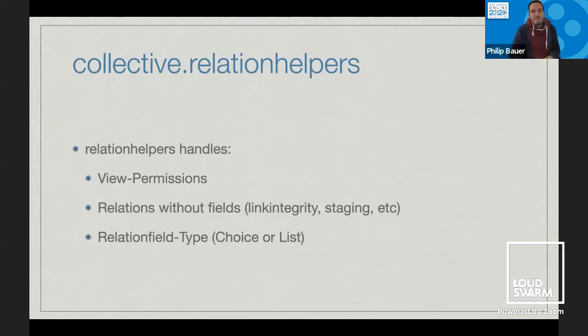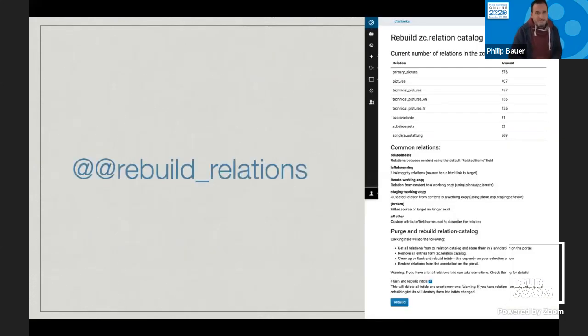It gets relations without fields and creates relations without fields, say link integrity, staging, etc. Obviously not link integrity, because you'd have to add a link in HTML. And it also deals with the relation field type. So if you link an object and it's a relation list, you're not losing all the already existing relations. So this is the good news. It also has a rebuild relations view. It's a browser view that you can simply call in the browser or use in code, and it will show you what kind of relations you have and just rebuild the whole thing.